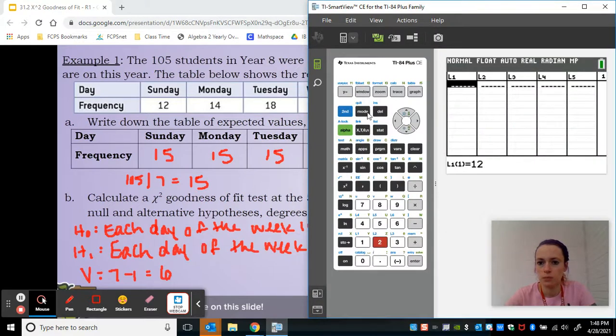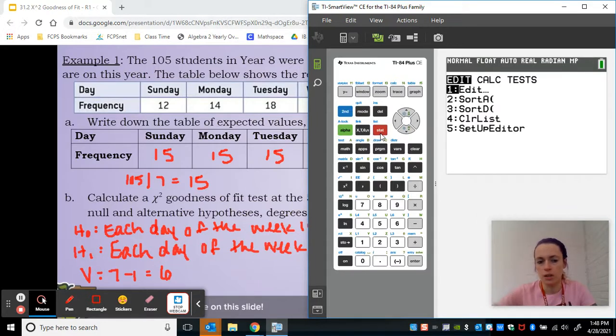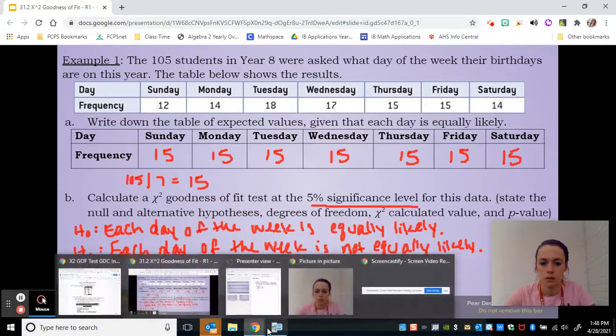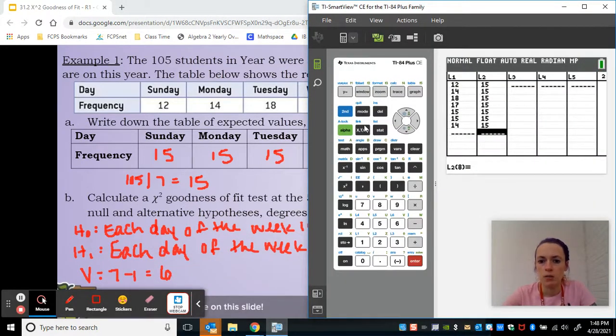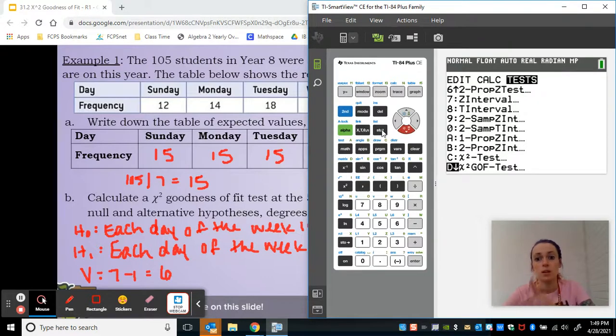So in my calculator, I'm going to go into my lists, and this is all in that document from the previous slide, and edit. I'm going to make one list for my observed values and one list for my expected values. From there, I'll run the test. I'll go back into stat, over to tests, and down to letter D with goodness of fit test. Keeping in mind that if you have just the 83 or maybe even the 84 not plus, the directions are going to look a little bit different. But again, I linked those in the other document.